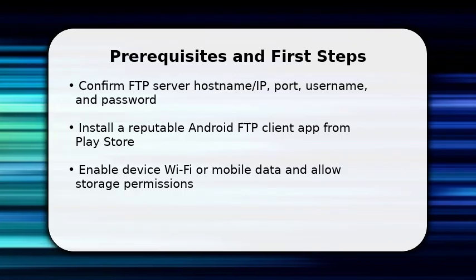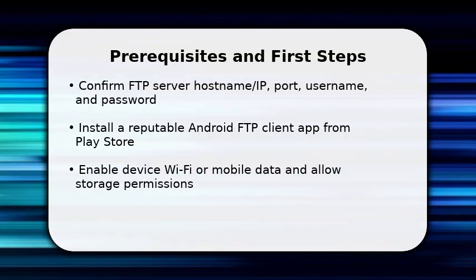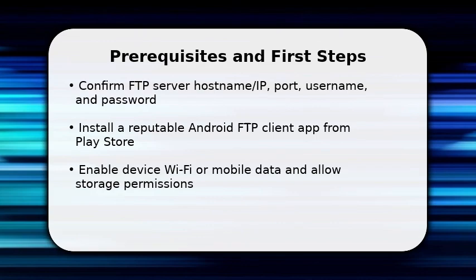Once done, open the app and choose New Connection or Add Site, then enter host, port, username, and password. Make sure passive versus active mode is configurable in the app. Set passive if NAT or firewall issues exist. This gets you ready to initiate the first live connection attempt without delay.